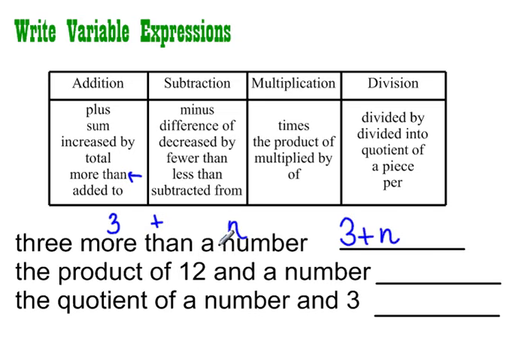Here's another example, the product of 12 and a number. So I see I have a 12 and a number. Again, I don't know what that is, so I'm going to use the variable n, and I'm going to look for the word product. And here it is. Product is the answer to a multiplication problem. So I know that I'm going to be multiplying.